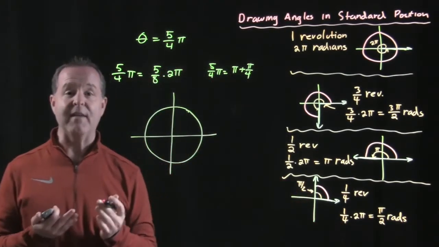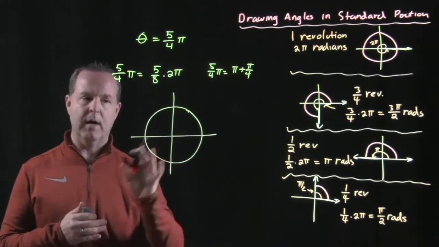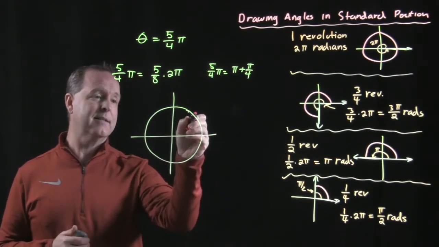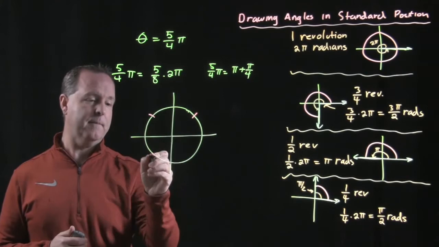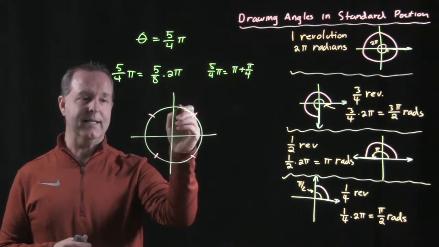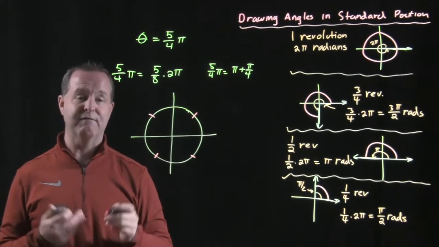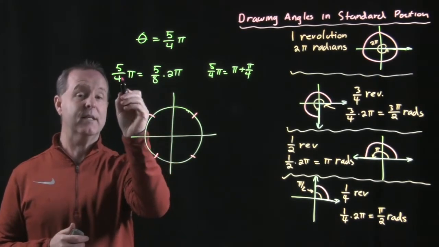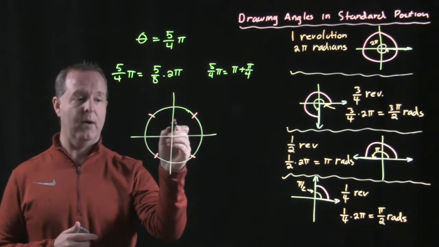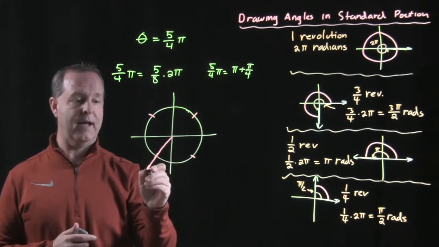And then where is 5/8 around the circle? Well, the circle is already divided into fourths, so we divide it into eighths. We just divide each of those quarters into another spot. And so now I can see it's divided up into eighths. And 5/8 of the circle in the positive direction. This is a positive 5/4, so I start from here and work my way down to that mark right there.